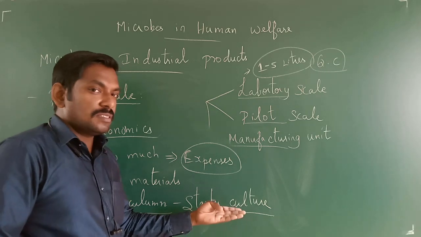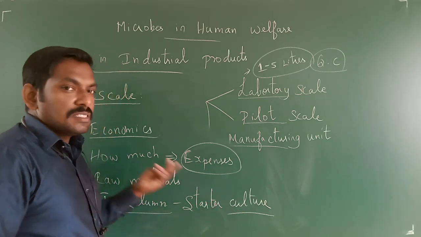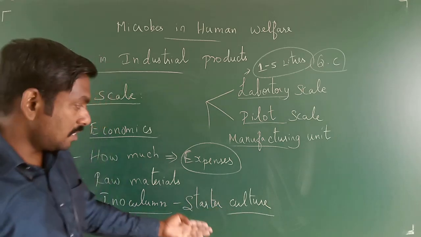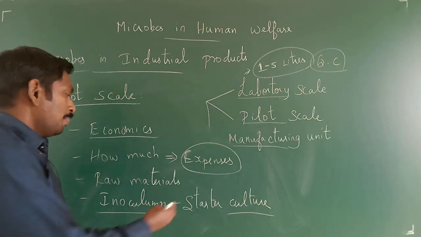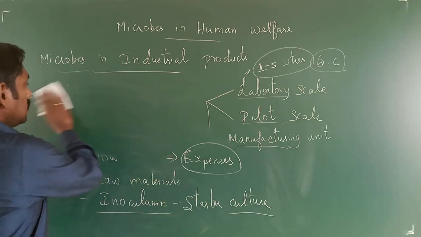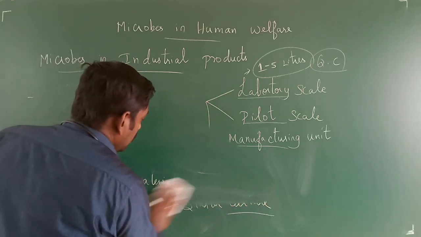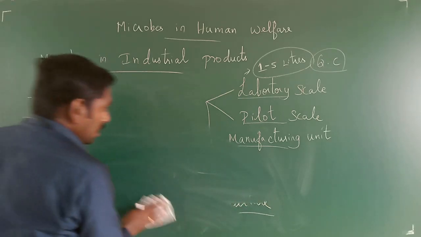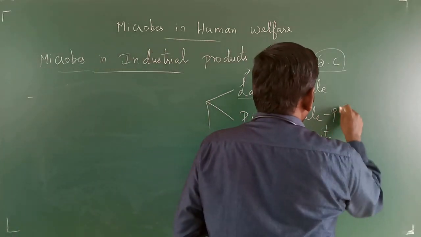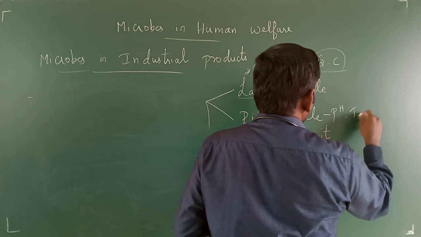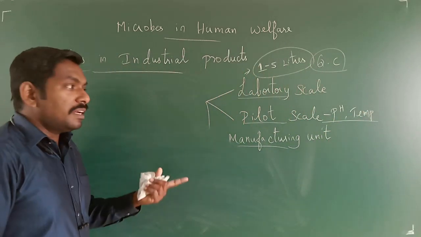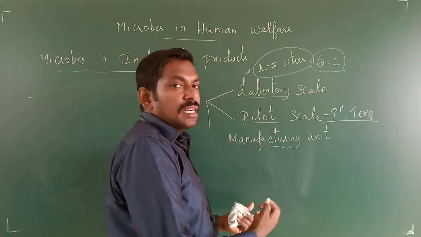In a fermentation process, the microorganism added at the beginning or initial stage is called the starter culture, right? They will be adding a small amount of the starter culture. Once these two processes are successful, they will take it into the manufacturing unit. So in the pilot scale they will decide the optimization: they will regulate the pH, temperature, and pressure conditions.